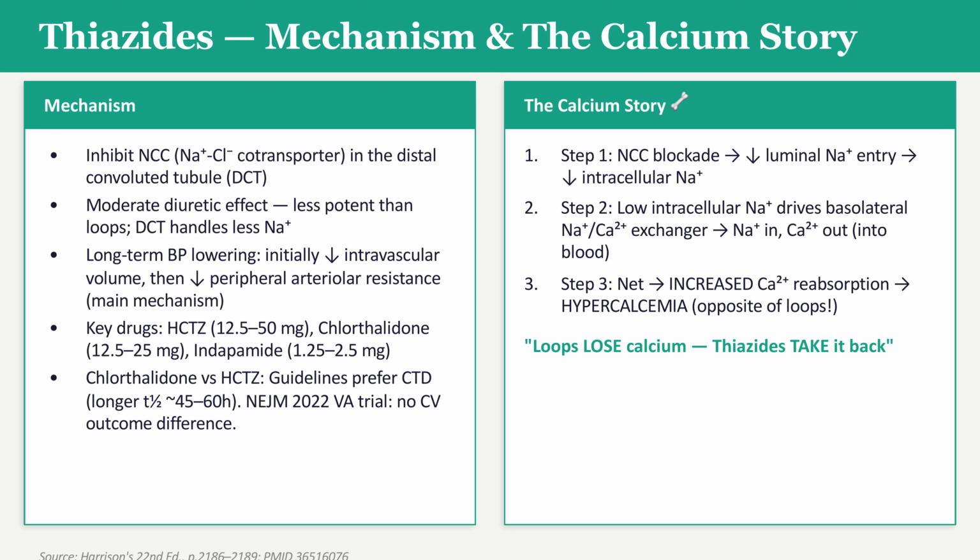Blocking NCC reduces sodium entry into the DCT cell, which lowers intracellular sodium, which then revs up the basolateral sodium-calcium exchanger. That exchanger pumps sodium in and calcium out into the blood, so you net reabsorb more calcium. The mnemonic: loops lose calcium. Thiazides take it back.